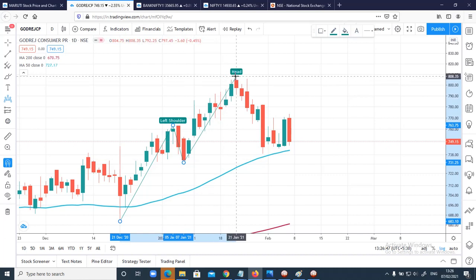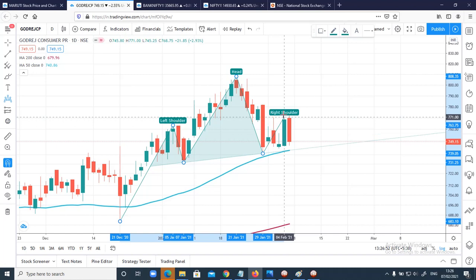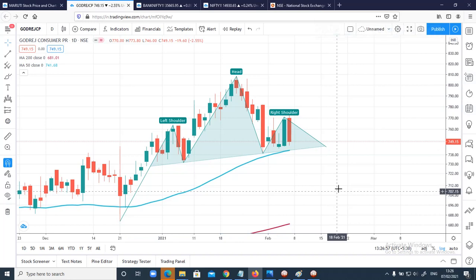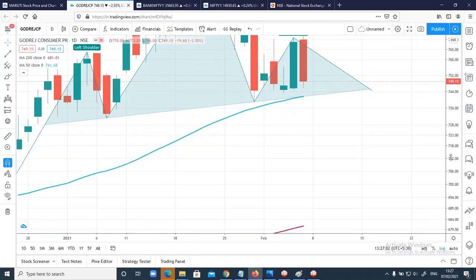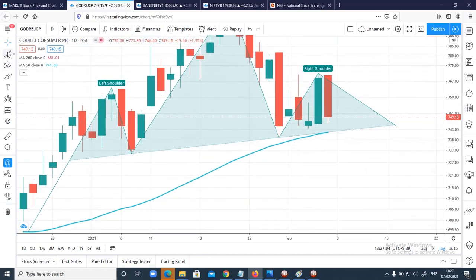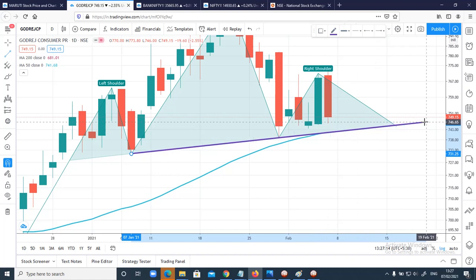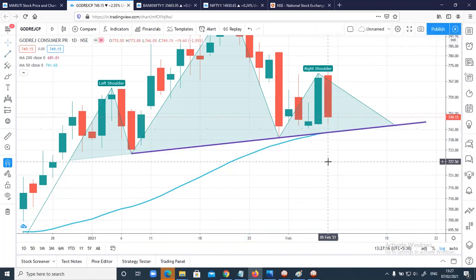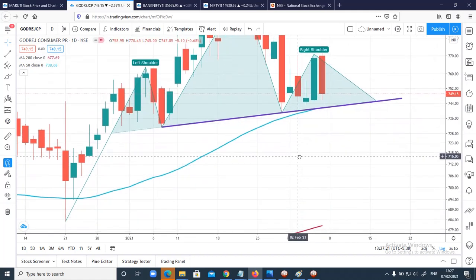You can see here, this has beautifully formed the head and shoulder pattern, and it has fallen down. So this neckline will be a key level. You can see the candles I'm using to draw the neckline. This is the 7 January low and 29 January low. This neckline is going to be a key level. Once it closes below this, even on the daily chart, then there are good chances it can head down, because it's trading somewhere near the 50 moving average.